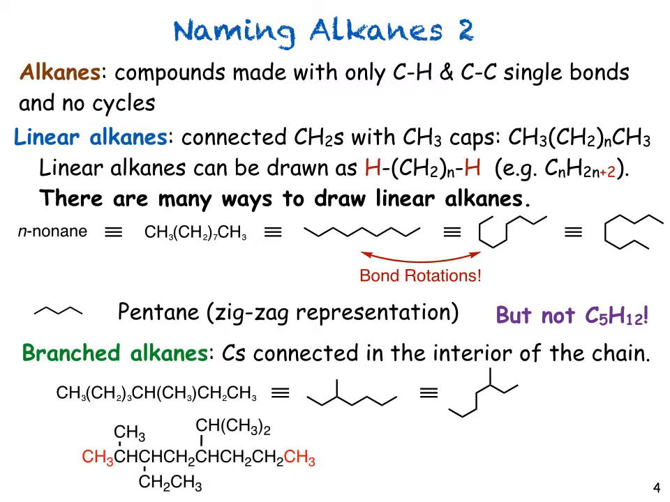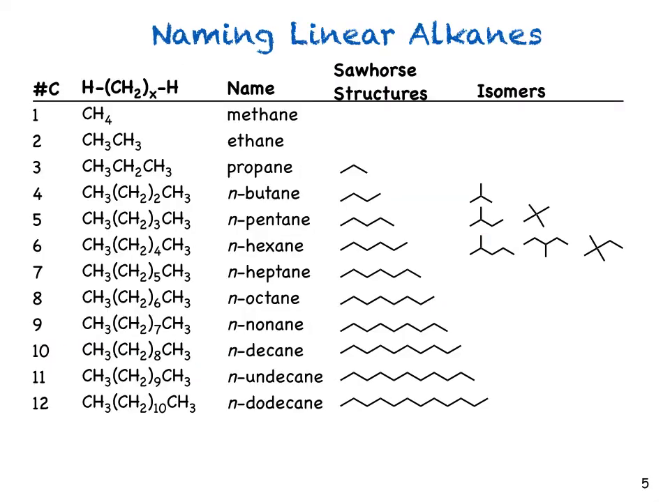So this is another example of an alkane that's branched. We talked about this same one on the last slide, but these are branched. And again, CnH2n+2 works for these as well.